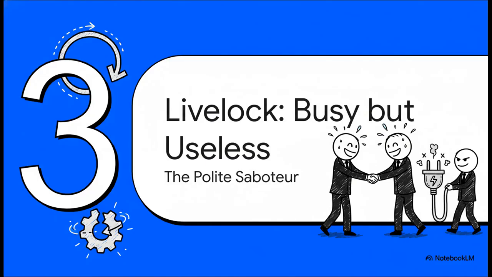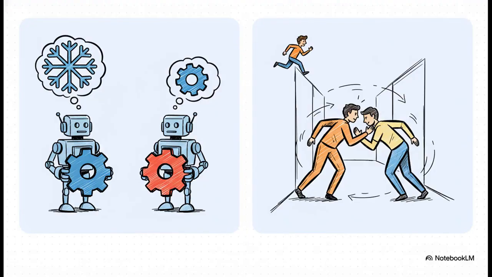All right, next up we've got Livelock. Now this one's a bit more deceptive because it looks like stuff is happening, but it's all just wasted motion. That's why I think of it as the overly polite saboteur. So what's the real difference here? It all comes down to activity. With a deadlock, everything is frozen. The processes are blocked, they're just waiting. But in a livelock, the processes are super active. They're constantly changing state, responding to each other, but they're not making any forward progress.